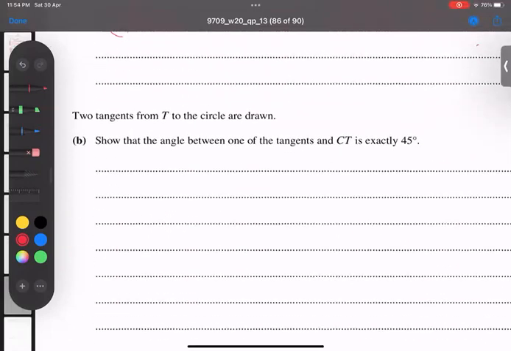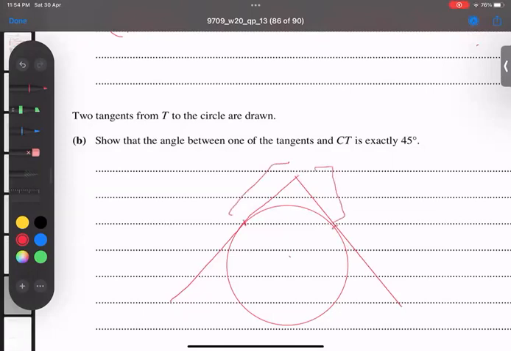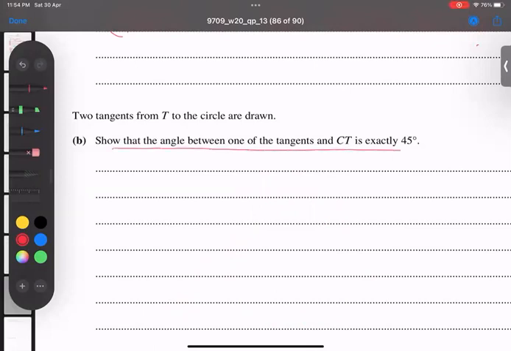Alhamdulillah. Two tangents from T on a circle are drawn. Two tangents, and you know we did most of this in O levels. Maximum 2 tangents we can make, like this and like this. And make sure the gap from here to here and here to here is always equal to each other. But let's see what story we have in the question. He's saying here, two tangents from T to the circle are drawn. Show that the angle between one tangent and CT is 45.